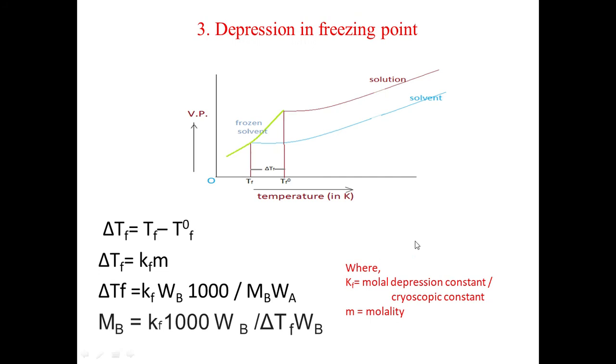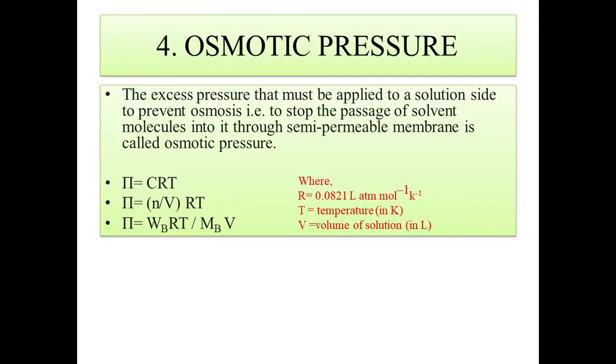The unit of KF is the same, Kelvin kilogram mole inverse, similar to KB, but the definition is different. How do we define this KF? It is the depression in freezing point observed when the concentration of solution is taken to be 1 molal. Come to the next and final colligative property, that is osmotic pressure. So how do we define this osmotic pressure?